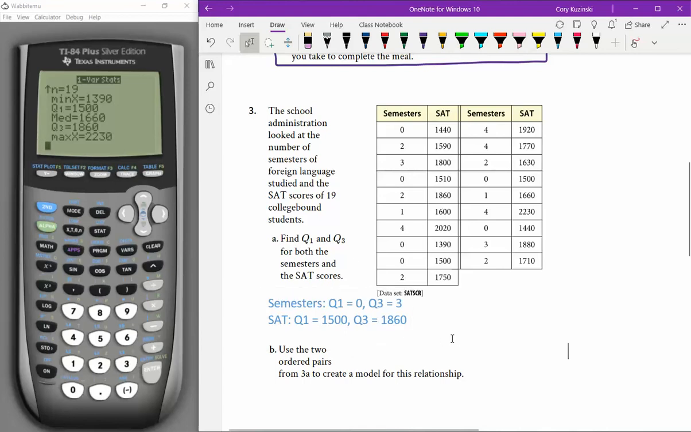All right, use 2 ordered pairs from 3A to create a model for this relationship. Well, I didn't give ordered pairs. I just gave Q values, but we can make some ordered pairs. Let's go second stat plot, turn a plot on, and then zoom 9.